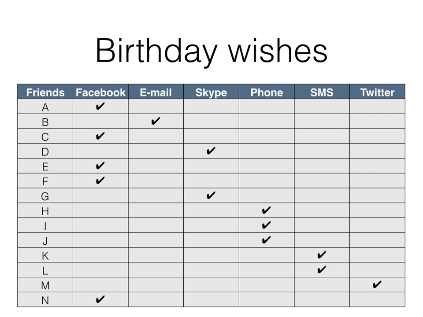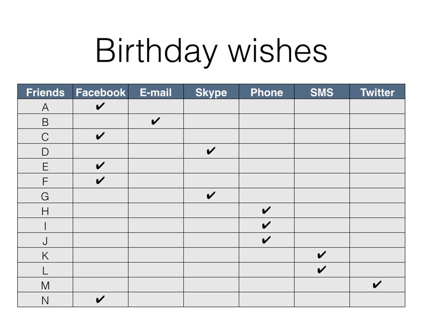Here's another example. This is a table showing a whole lot of friends and where they want to have their birthday wishes made. You can see friend A wants their birthday wishes on Facebook, and friend B wants it by email. And there's a whole lot of different channels for birthday wishes: Facebook, email, Skype, phone, SMS and Twitter, and then what the people most prefer. But it's really hard to see anything from this table. It's not a clear way to represent the data.